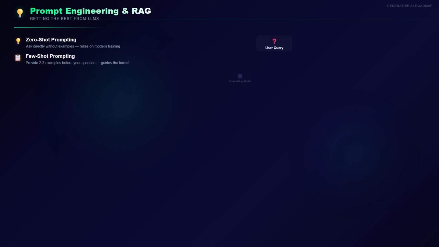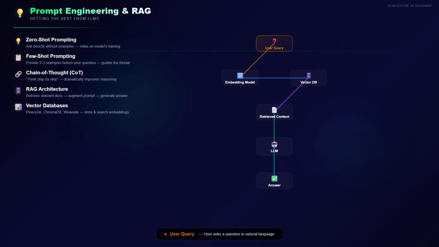Prompt engineering is the art of communicating effectively with LLMs. It's the fastest skill to learn with the highest immediate impact. Zero-shot prompting is asking the model directly without examples. Few-shot prompting provides 2 to 3 examples to guide the format and style. This simple technique can dramatically improve results. Chain-of-thought prompting asks the model to think step by step. This improves reasoning accuracy on math, logic, and complex problems by 40 to 70%. Just adding "let's think step by step" to your prompt makes a huge difference.